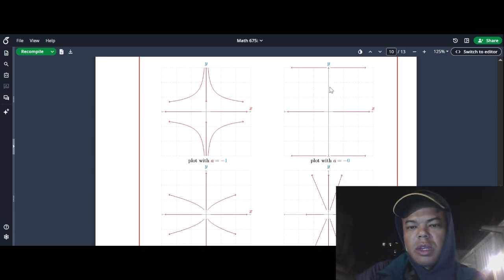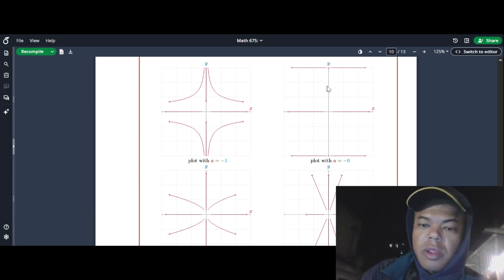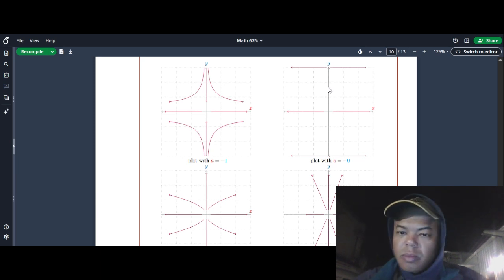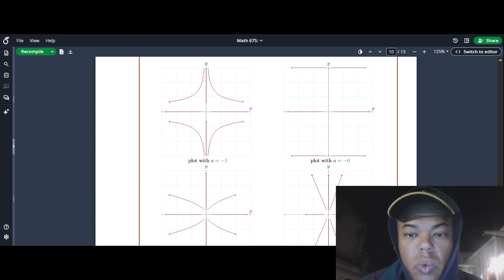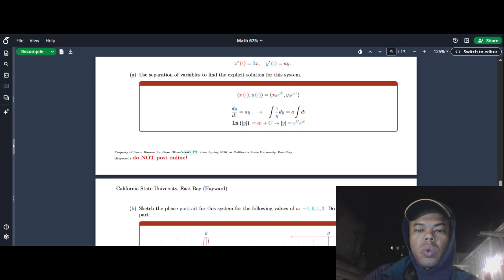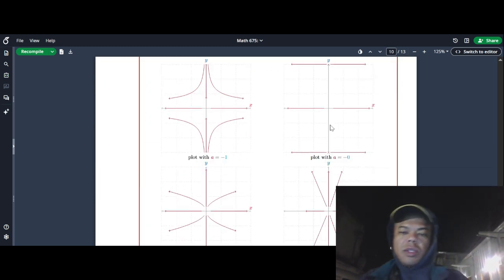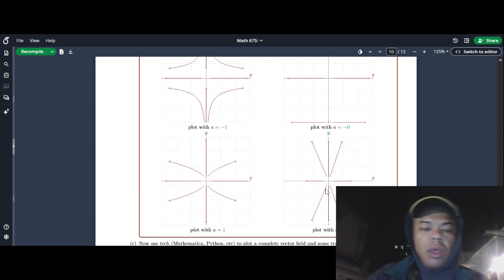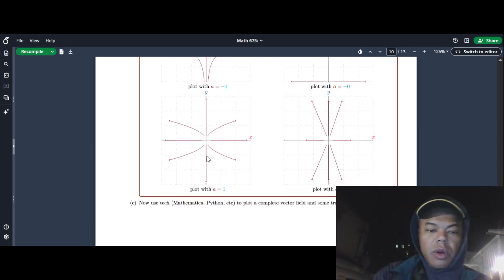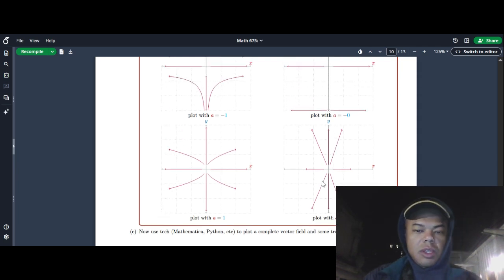There is no movement in the x direction. But also there's no movement in the y direction because a is 0. So the y-axis is the stable axis. For a equals positive 1, we get a starburst. Equilibrium point is 0, 0 in all these cases.